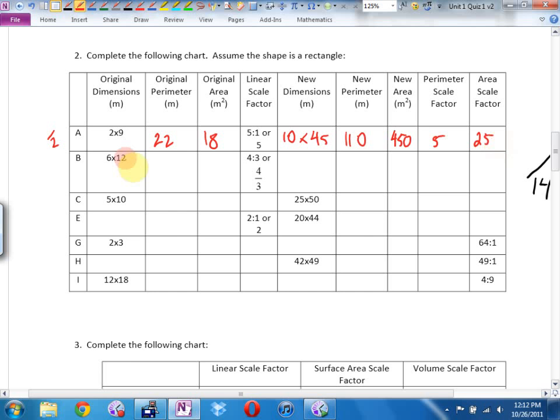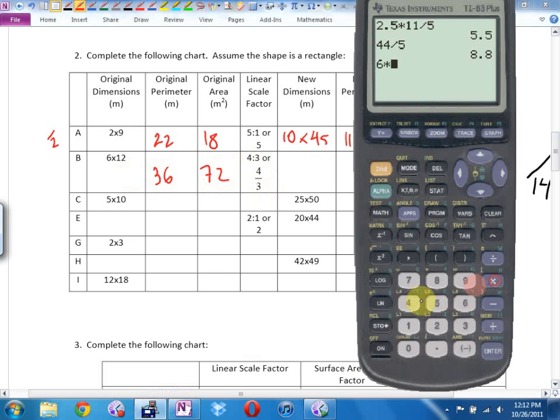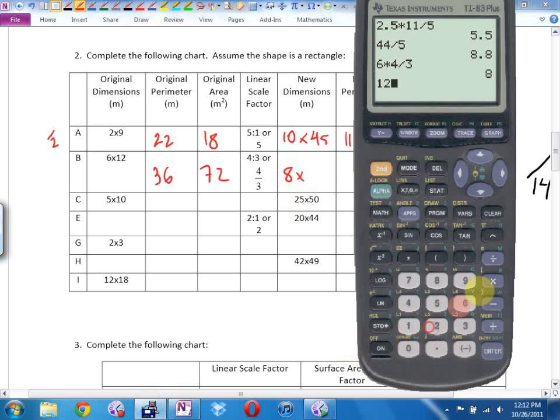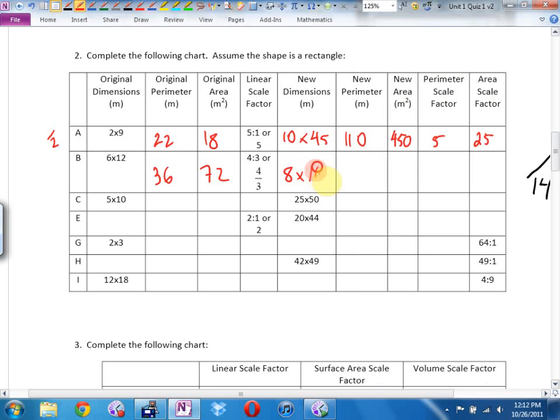Perimeter 8 to 36, area 72, a 4 to 3 conversion factor. So to find that, it's going to be 6 times 4 divided by 3, 8 by 12 times 4 divided by 3, 16. That's your new dimensions. New perimeter, 16 plus 8 is 24 times 2, 48, I think. New area, 18 times 6 is going to be 80 plus 48 is going to be 128.